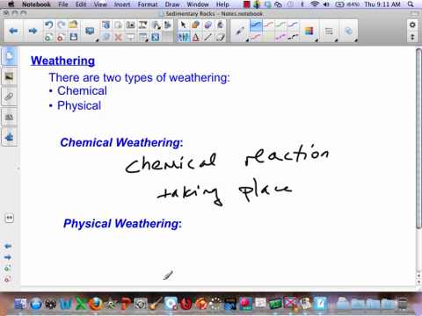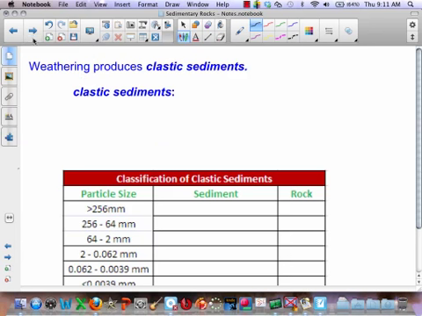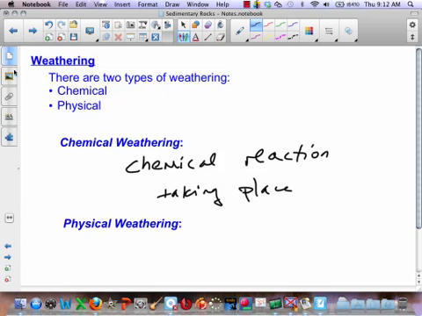Physical weathering, you literally have it. You have two physical objects hitting each other, scraping against each other. That's forms of physical weathering. When we look at our sediments, two types of weathering: chemical, physical. Chemical, a reaction takes place. Physical, two things hitting each other.